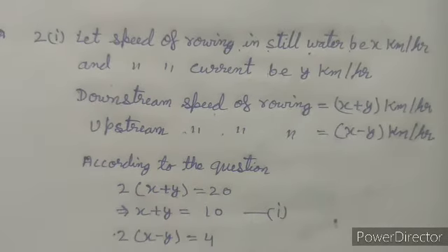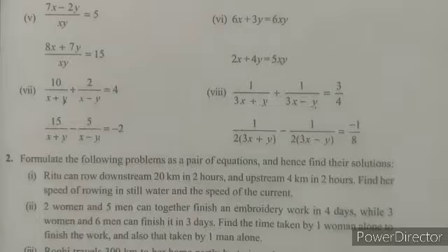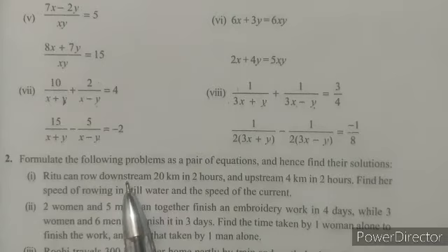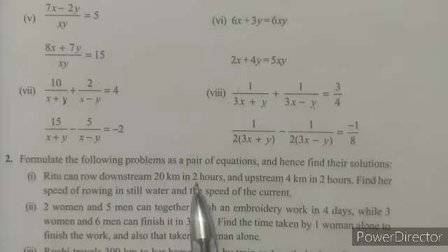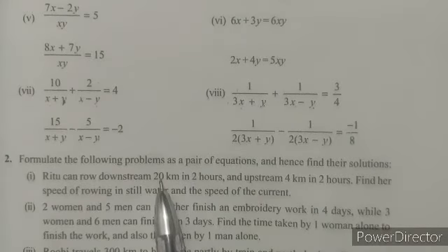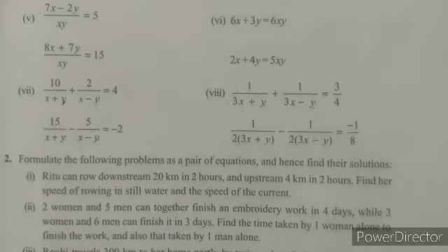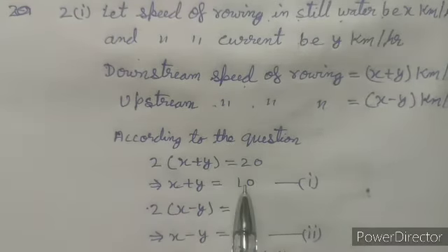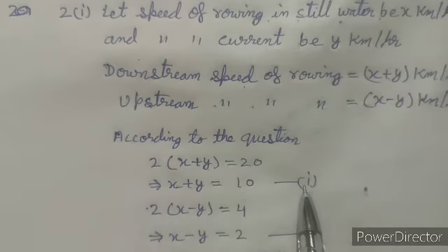Now according to the question, she can row downstream 20 kilometer in 2 hours. Now as you know that distance is equal to speed into time, and downstream speed was x plus y. That means time 2 into x plus y will be equal to 20 kilometer. So that will give us x plus y as 10. So this is our equation first.